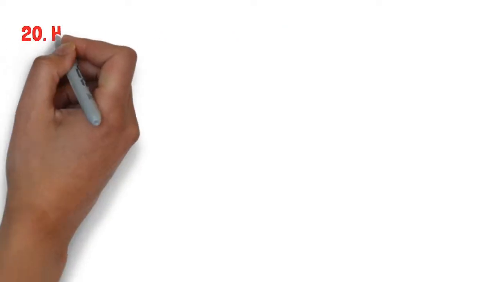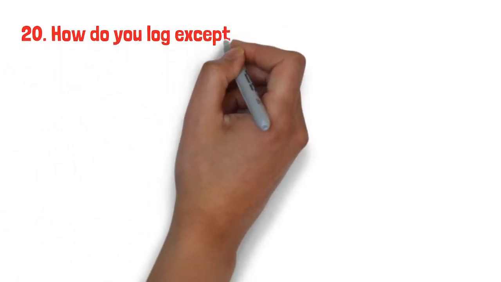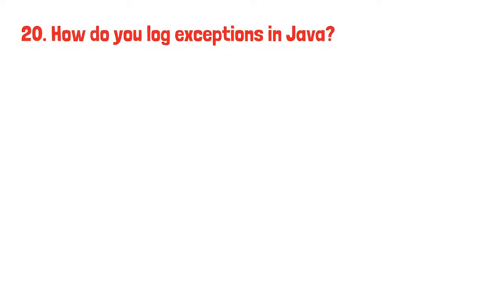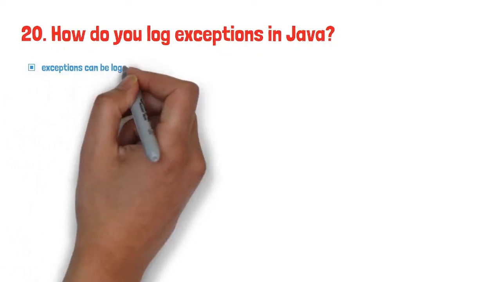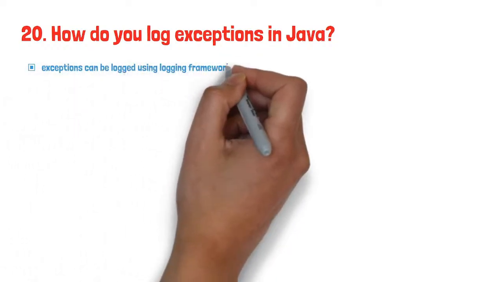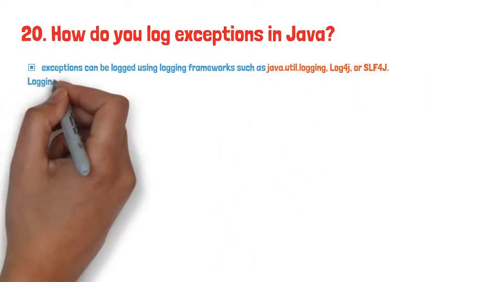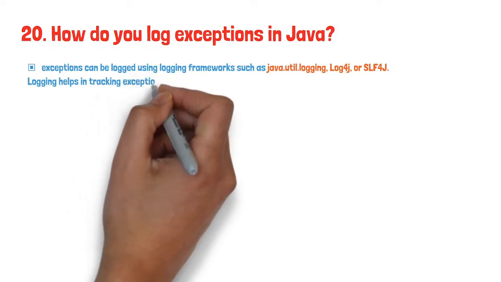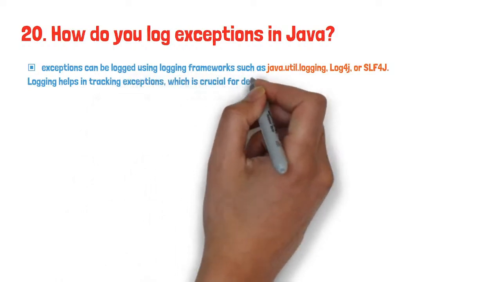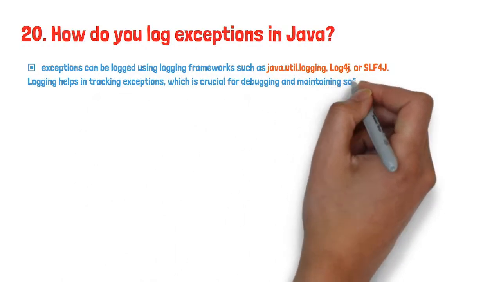So next question is how do you log exceptions in Java? Exceptions can be logged using Java frameworks such as java.util.logging or Log4j or SLF4J. Logging helps in tracking exceptions, which is crucial for debugging and maintaining software.